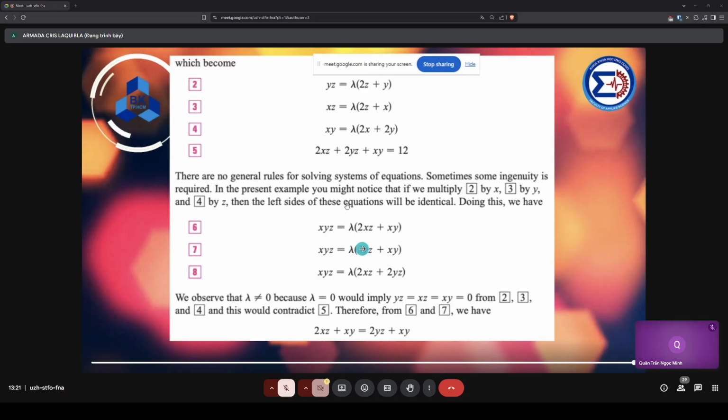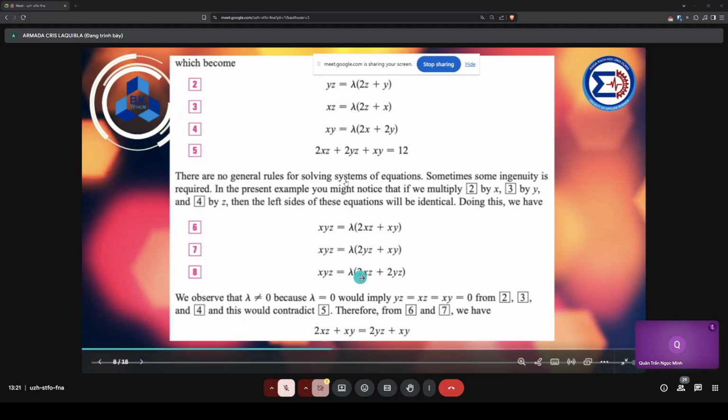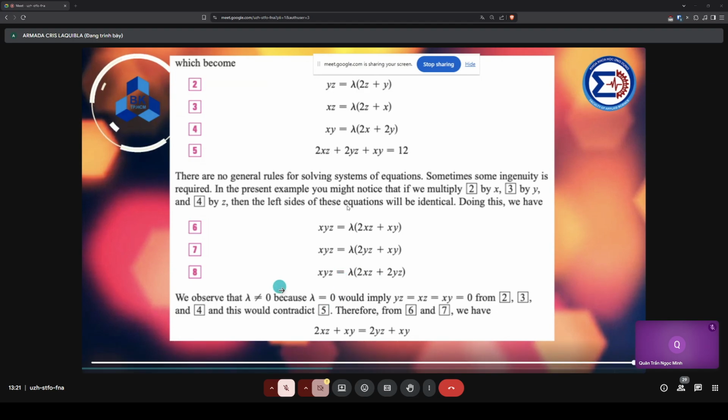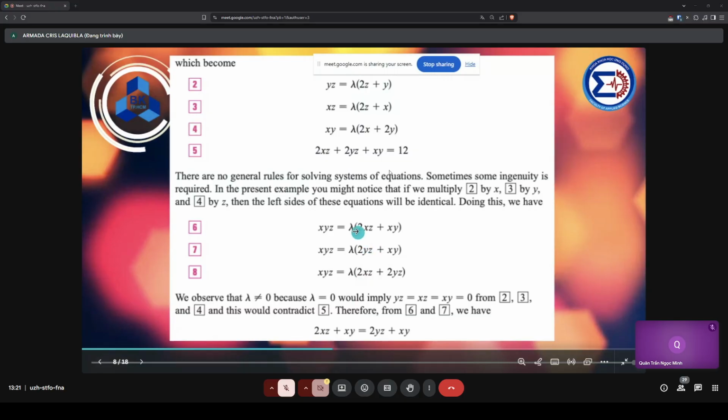This one is equal to this, and this one is equal to this. Now, we observe that your lambda must not be 0. Why? Because there's a reason here. If this is 0, what will happen there? Look at the top.